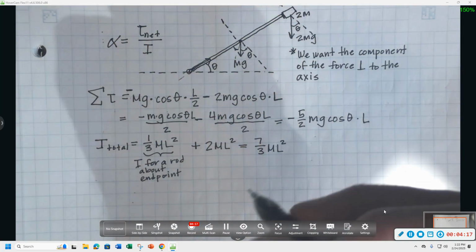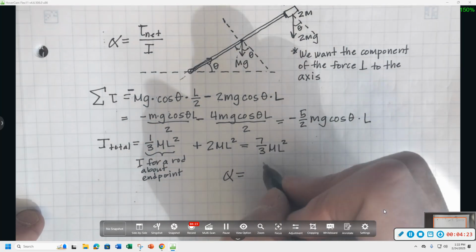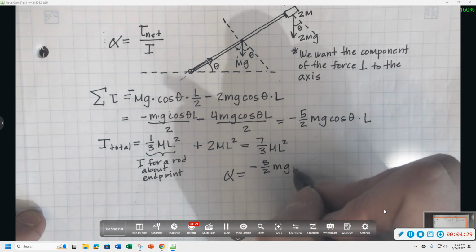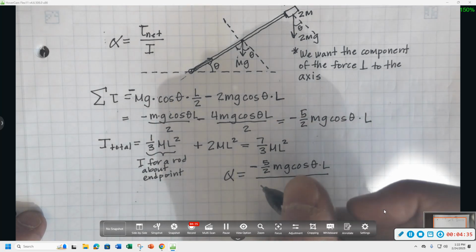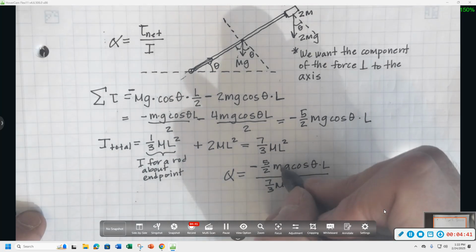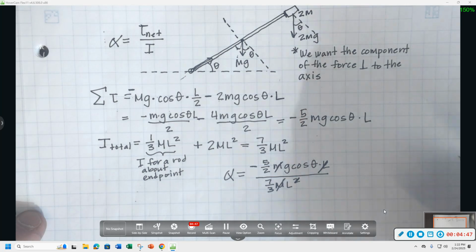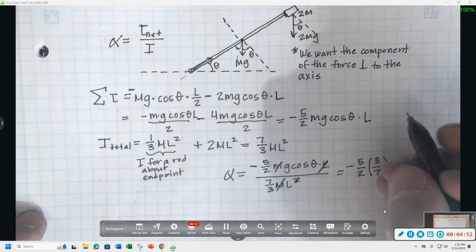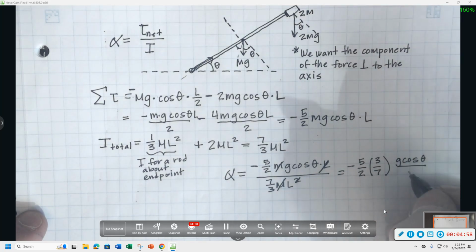Okay, so that means if we're doing our angular acceleration, it is this negative 5/2 mg cosine theta L over 7/3 m L squared. M's cancel. One L cancels. We've got negative 5/2 times 3/7. On top, we have g cosine theta. On the bottom, we have just L.